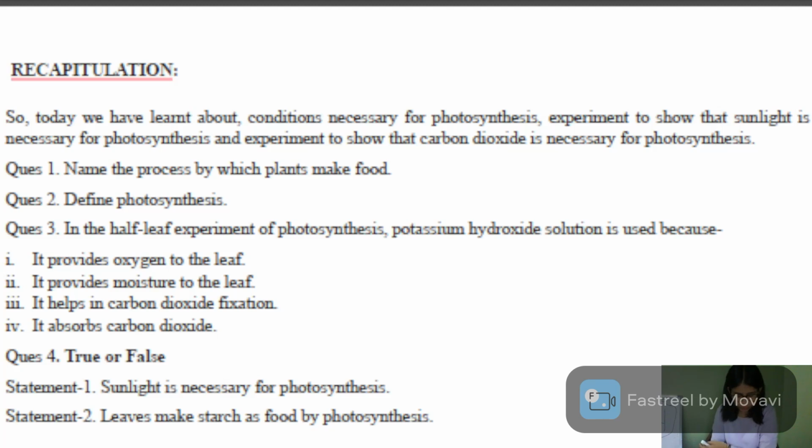And statement 2 is that leaves make starch as food by photosynthesis. Now all this time I have been calling it starch, starch, starch. Now you will be telling what starch is, and whether leaves are making starch as food by photosynthesis or not.